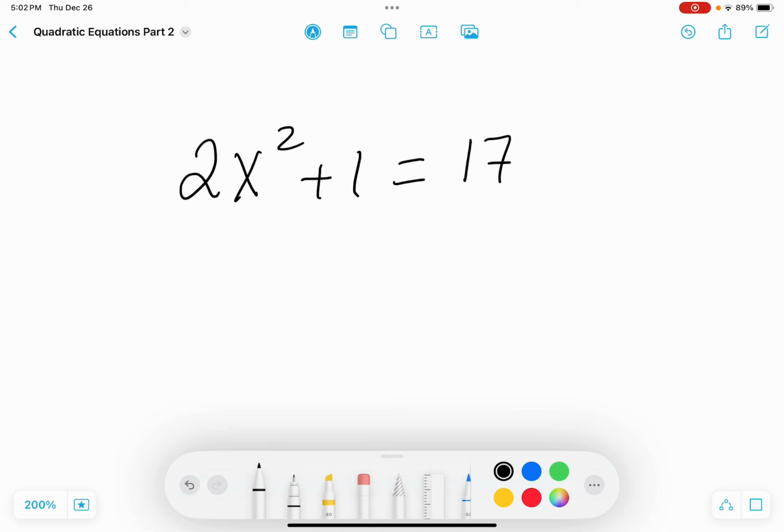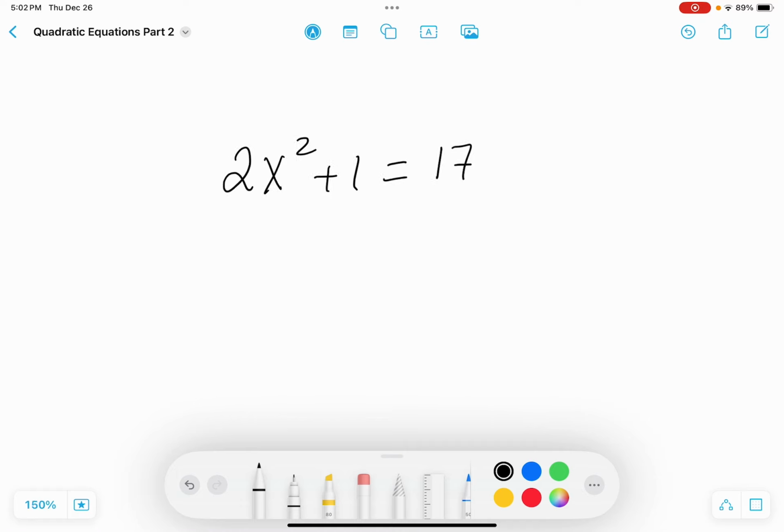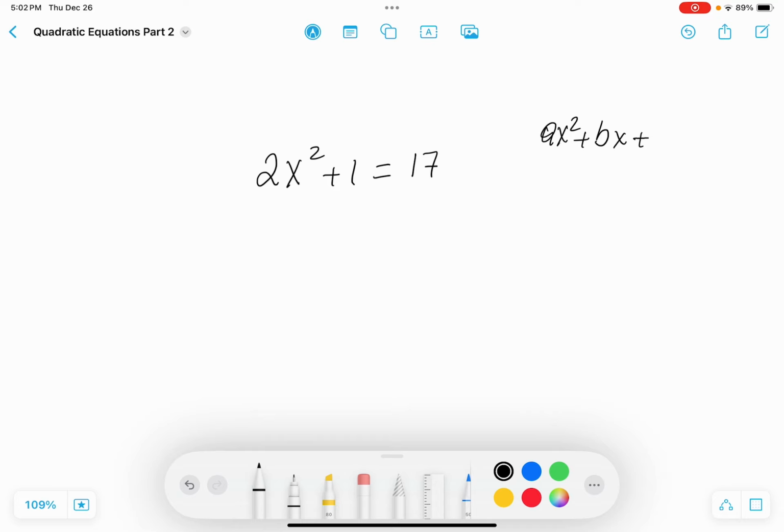Like you see, this quadratic equation is not in standard form, which is ax squared plus bx plus c equals 0. So this is 2x squared plus 1 equals 17. That's why we're not using the standard form for this equation. We're going to continue to work and to use the square root.